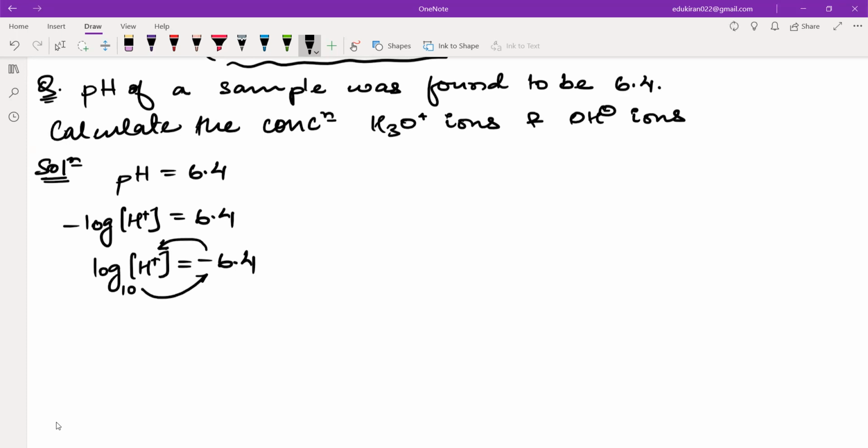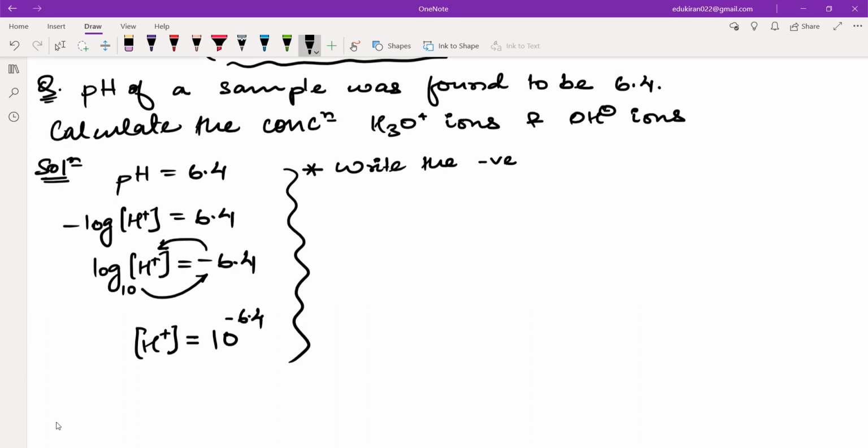So 10 to the power of minus 6.4 will give me H plus ions. That means H plus ions is equal to 10 to the power of minus 6.4. Yes or no, guys? Yes. Now, I hope you have seen in the previous lecture what we did. We wrote the difference. We wrote this exponent. So whatever the negative exponent is, you have to write it as a difference.